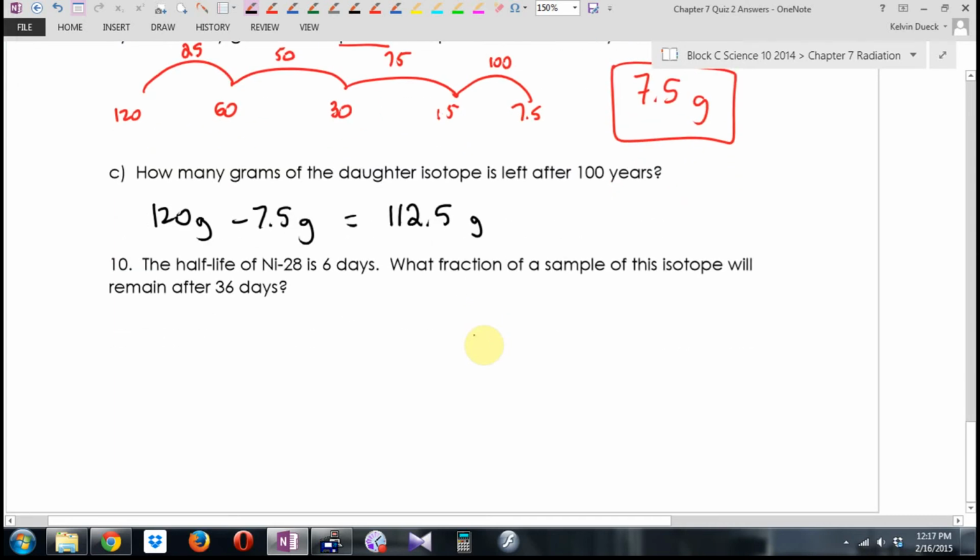The half-life of nickel-28 is 6 days. What fraction of a sample of this isotope will remain after 36 days? By the way, how many half-lives are we talking about here if 1 half-life is 6 days and the total time is 36 days? 6. And again, if you can't see that, go loopy, metaphorically.